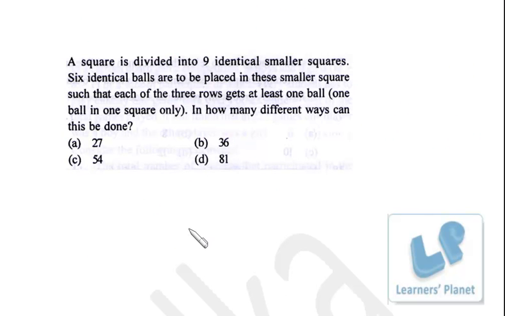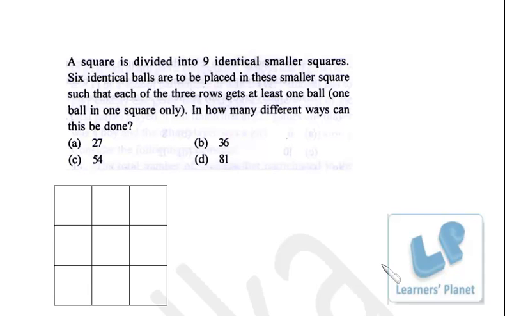Now we see this problem. A square is divided into 9 identical small squares. 6 identical balls are to be placed in these small squares such that each of the 3 rows gets at least 1 ball. 1 ball in 1 square only. In how many different ways can this be done?